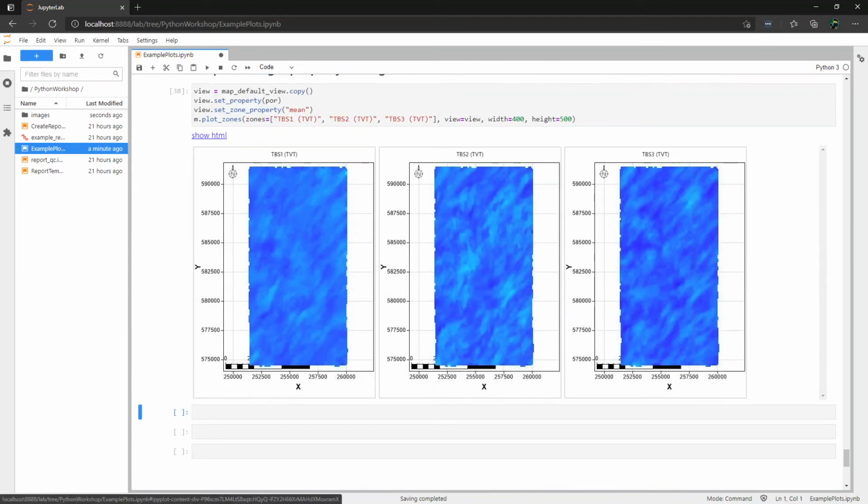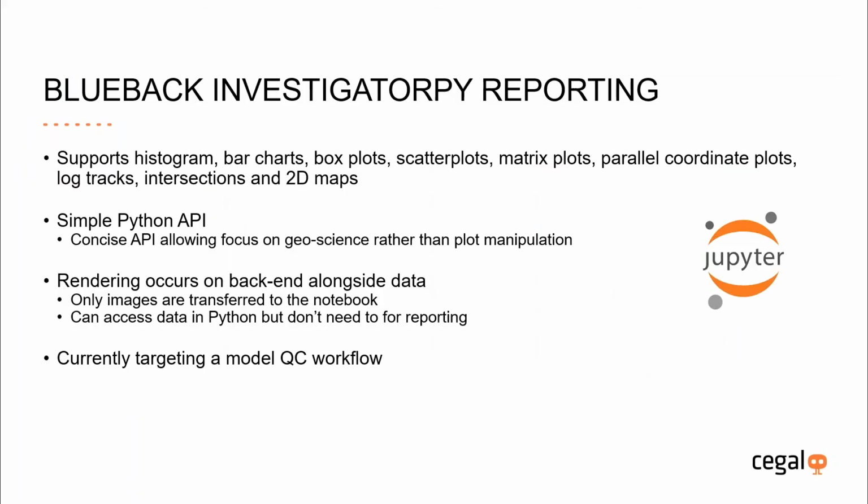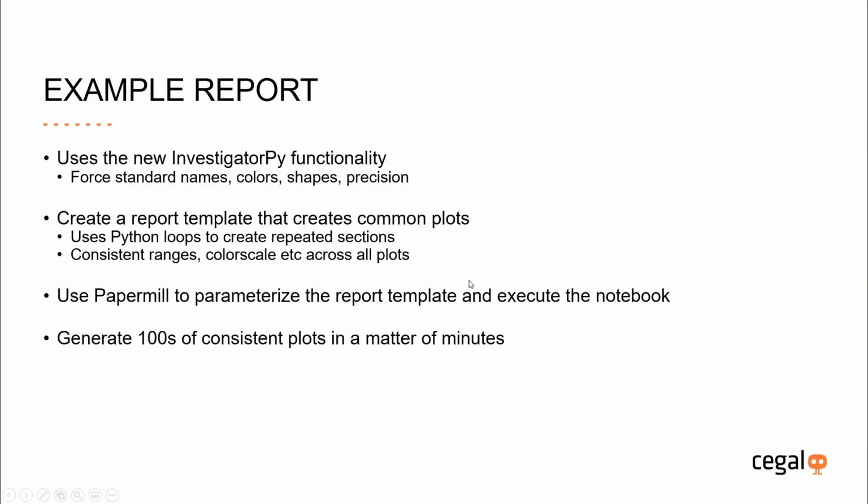Okay, so what I was trying to show here is that you can very easily make lots of different plots based on your geo data that you've already got from Petrel, and you can present them in a consistent way with very few lines of code in your Jupyter notebook. Okay, so that was the demo. So what report did I make?